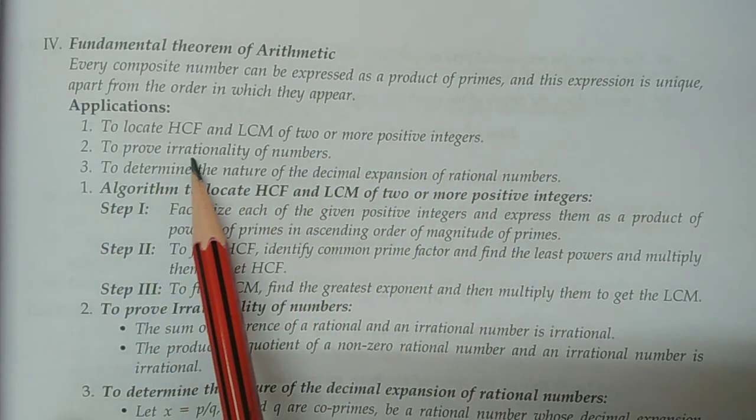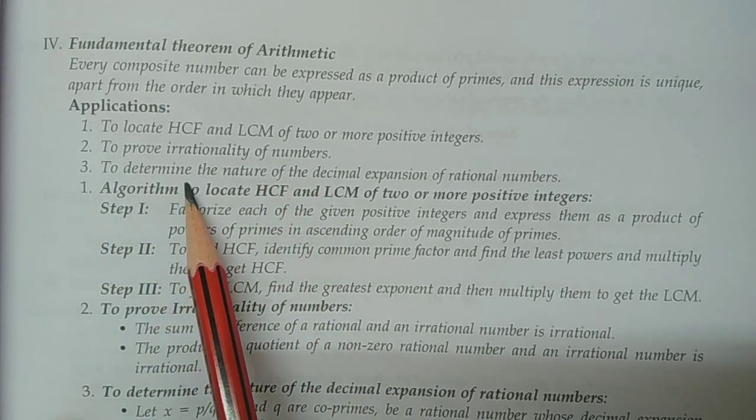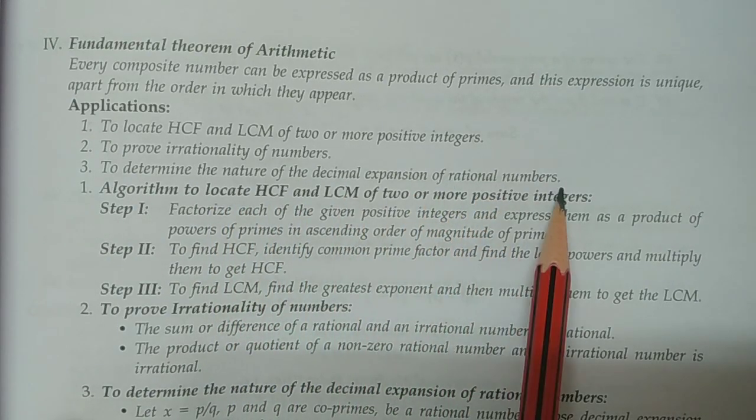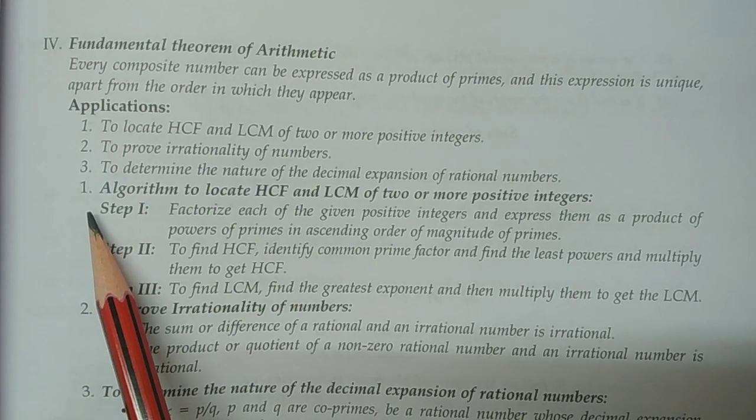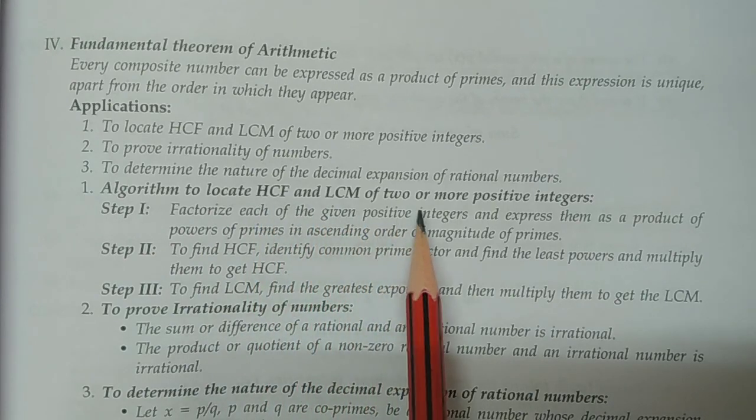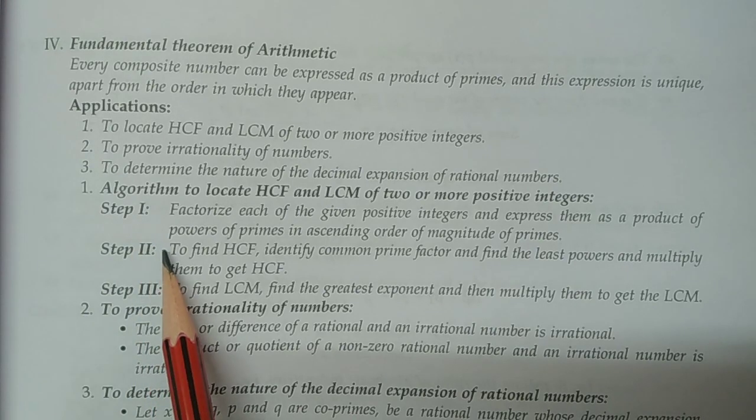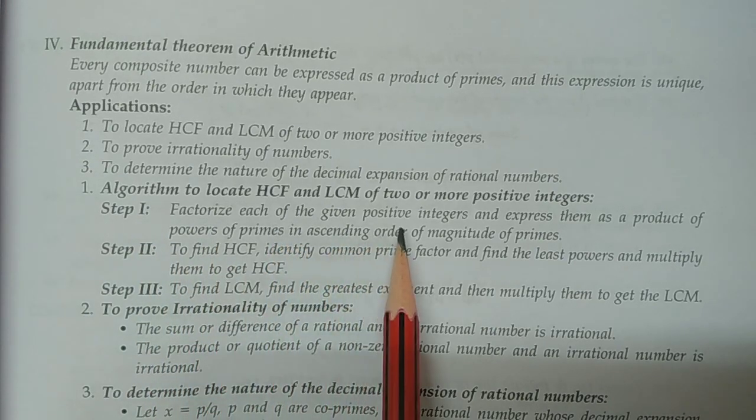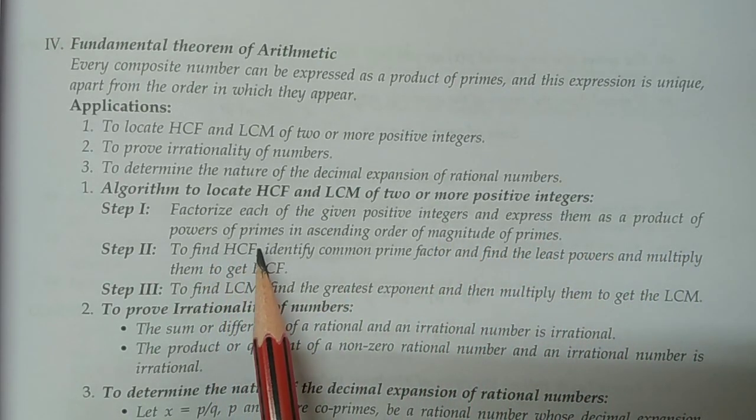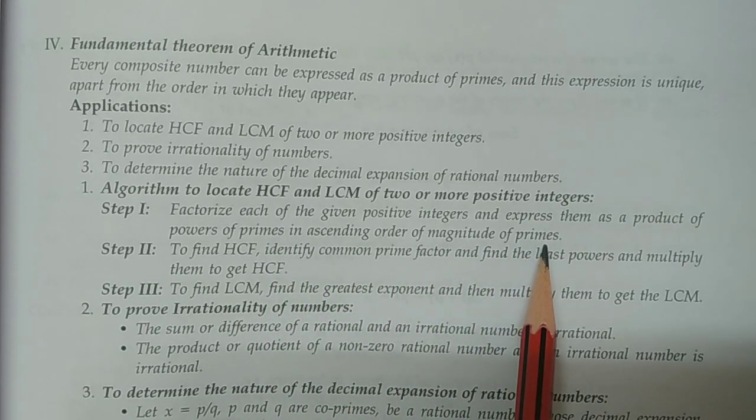Second, to prove irrationality of numbers. Third one, to determine the nature of the decimal expansion of rational numbers. Next one is given here, the algorithm to locate HCF and LCM of two or more positive integers. So we do step 1. In step 1 we factorize each of the given positive integers and express them as a product of powers of primes in the ascending order of magnitudes of primes.